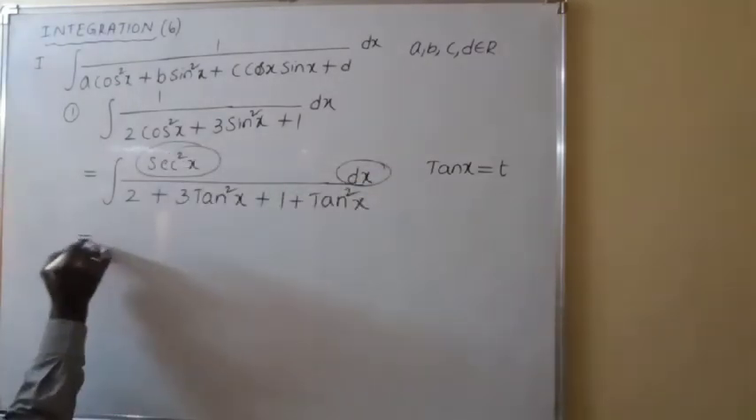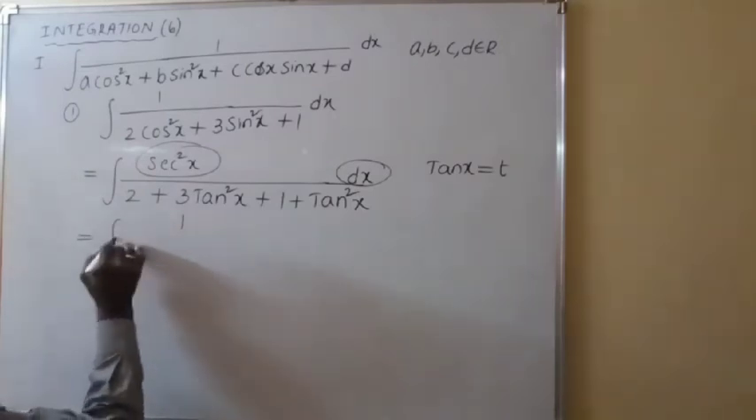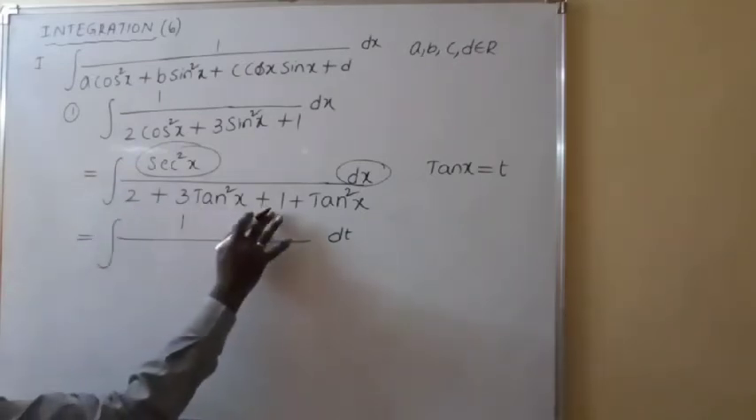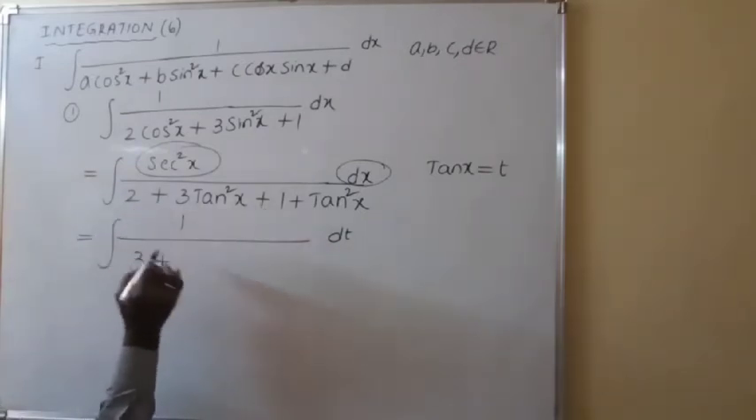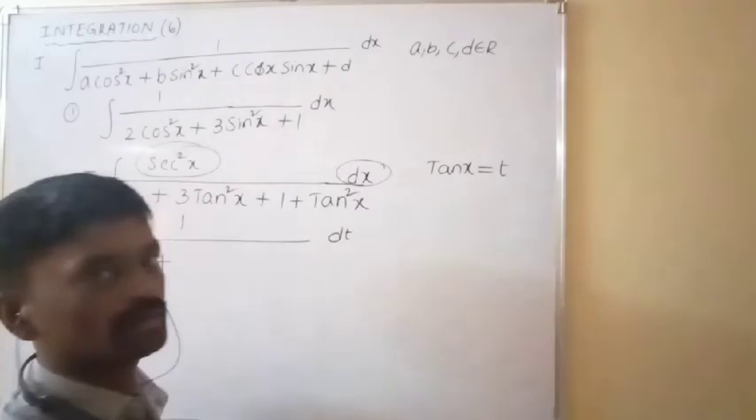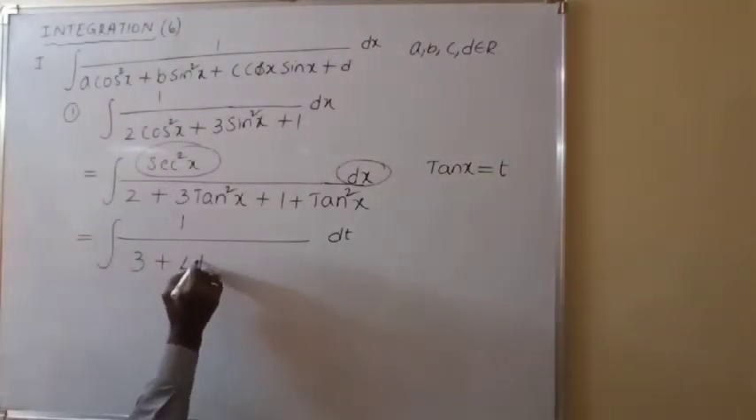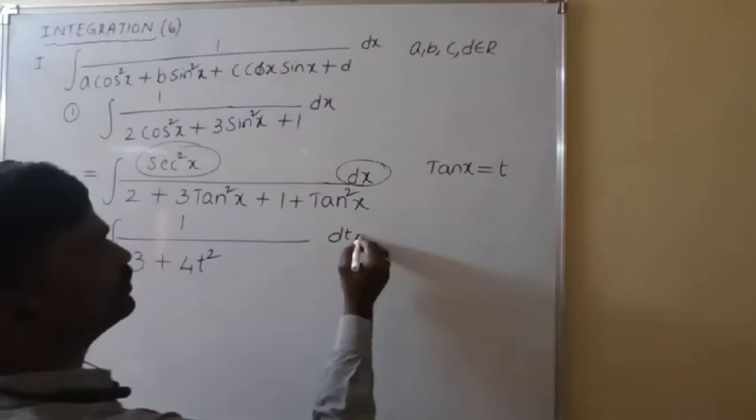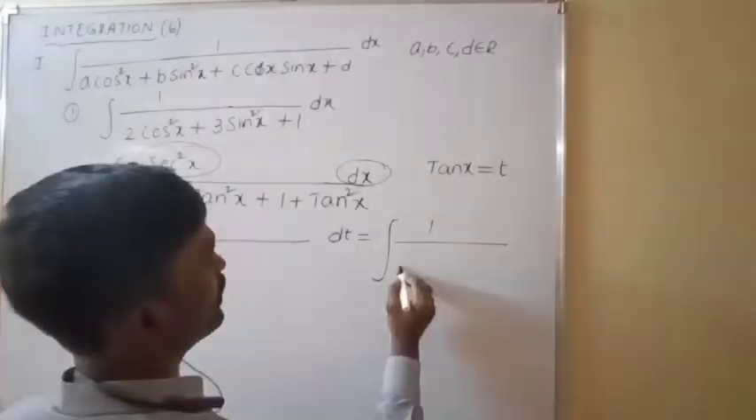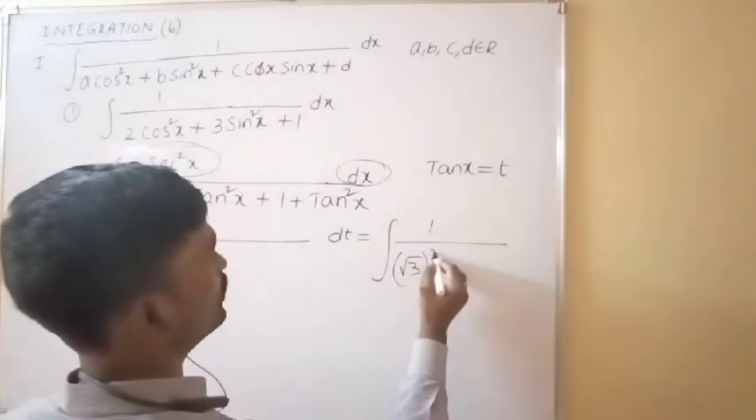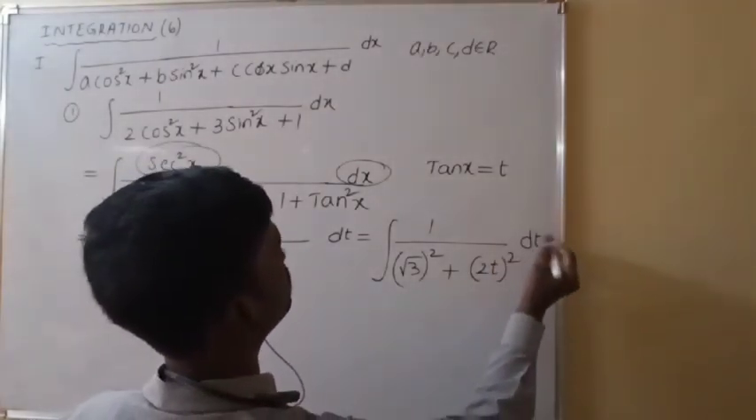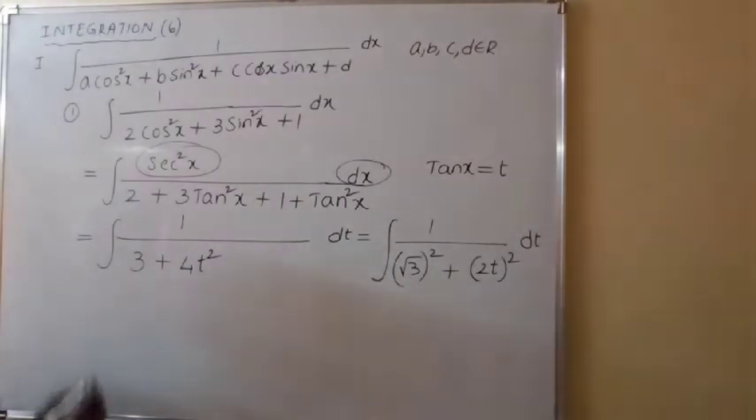Dt. So it is equal to integral 1 divided by 1 into dt divided by, so 2 plus 1, how much? 3 plus 3 tan square x plus tan square x, 4 tan square x, but tan x is what I have taken? t, so 3 plus 4t square. So now how to adjust this? This is the standard integral only, na? See, because 3 can be written as root 3 whole square plus 4t square can be written as 2t whole square into dt. So it looks like 1 upon a square plus x square.